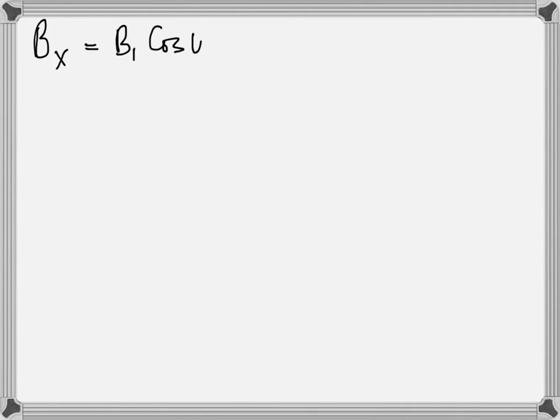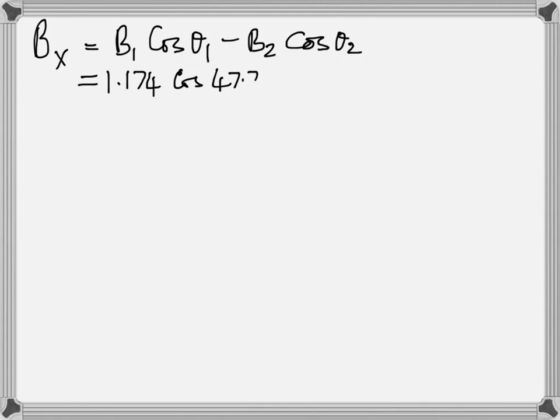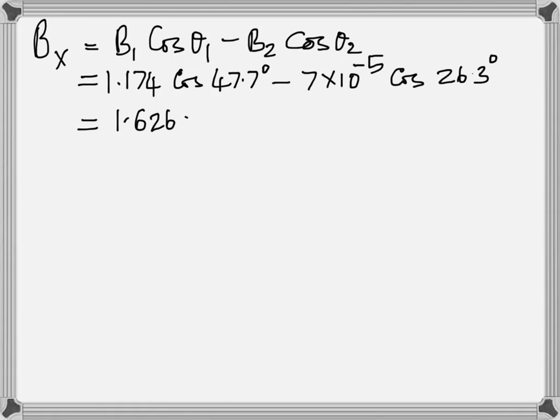Okay, Bx is B1 cos theta 1 minus, remember the x components are opposite, so B1 cos theta 1 minus B2 cos theta 2. You plug in the numbers. 1.174 cos of 47, what you got, minus, do the same thing. You calculated B1, B2, remember, put in the numbers there, and you calculate it to be 1.626 times 10 to the negative 5 Tesla.